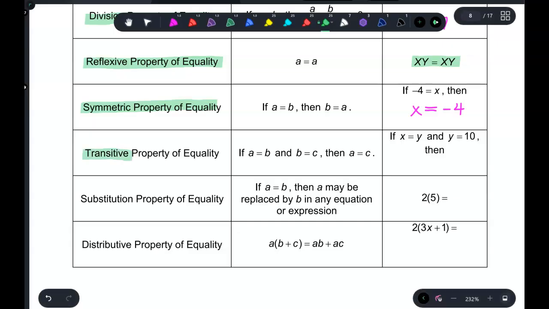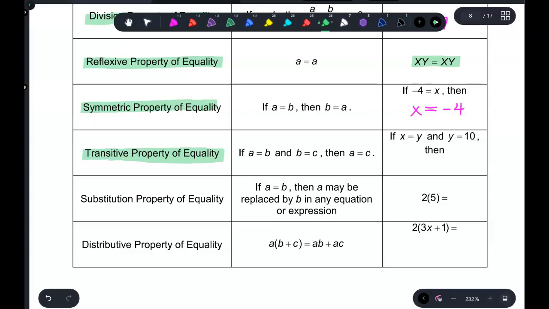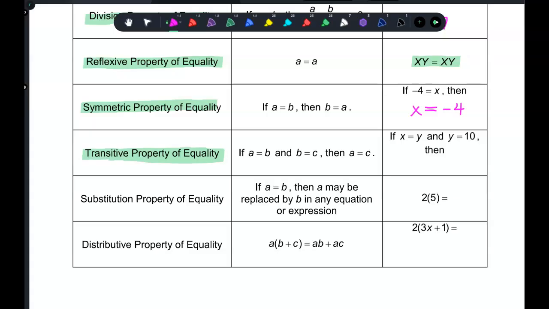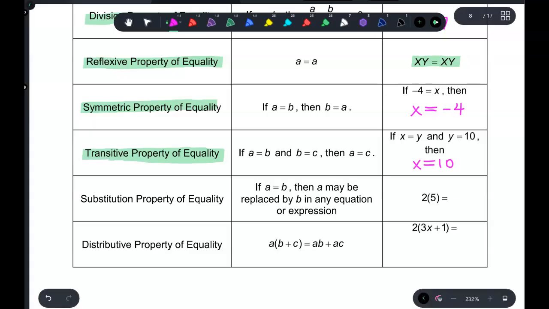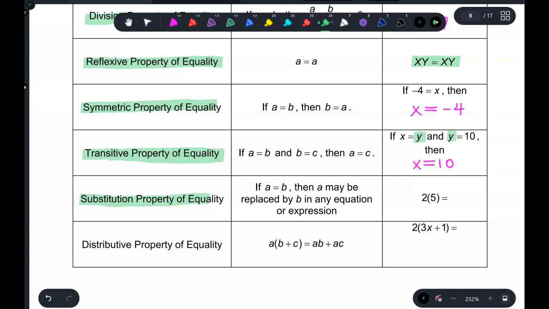Okay, transitive property. Much of this stuff is from chapter 1 too, so it just builds. Transitive property has 3 parts. If x equals y and y equals 10, what can we put together from those 2 parts to come up with a third part? X equals 10. So when you have 2 things that are equal to the same thing, notice they're both equal to y, we can make those equal to each other. That's the transitive property.